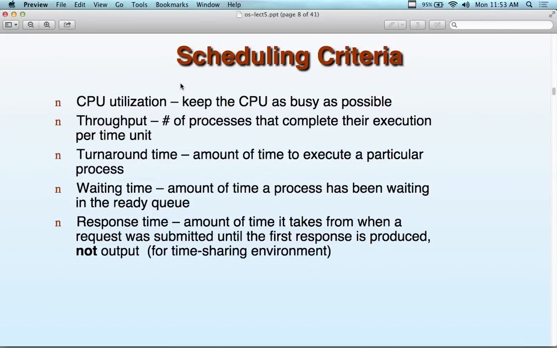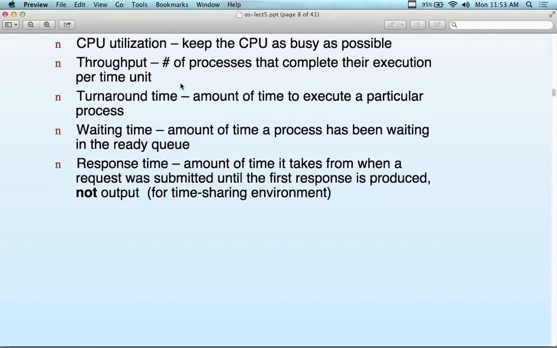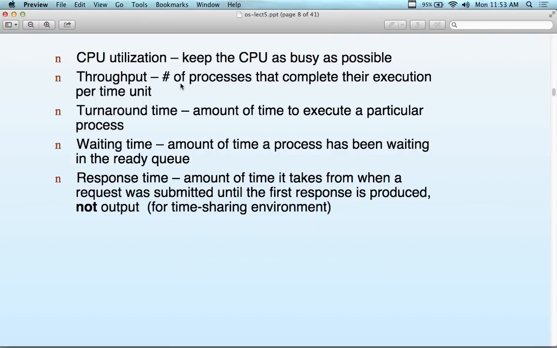So we have criteria that go along with scheduling. So scheduling criteria. What do we have here? We have the CPU utilization. Well, what is that? It keeps track of how busy the CPU is. It makes the CPU as busy as possible. So when evaluating, and this is a good slide, this is slide number 8 of lecture number 5.